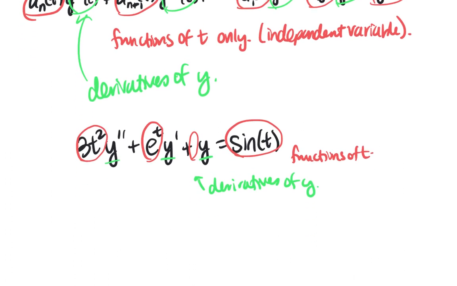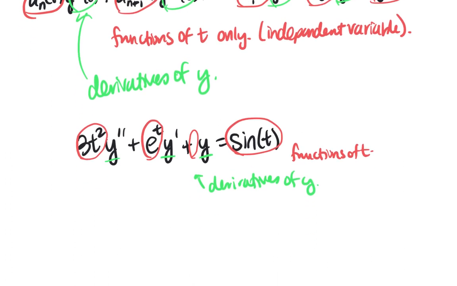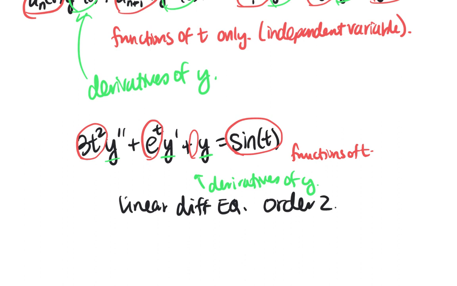Okay, so this is a linear differential equation, and it is of order 2 because the highest derivative is a second derivative. So this is of order 2 because of that.